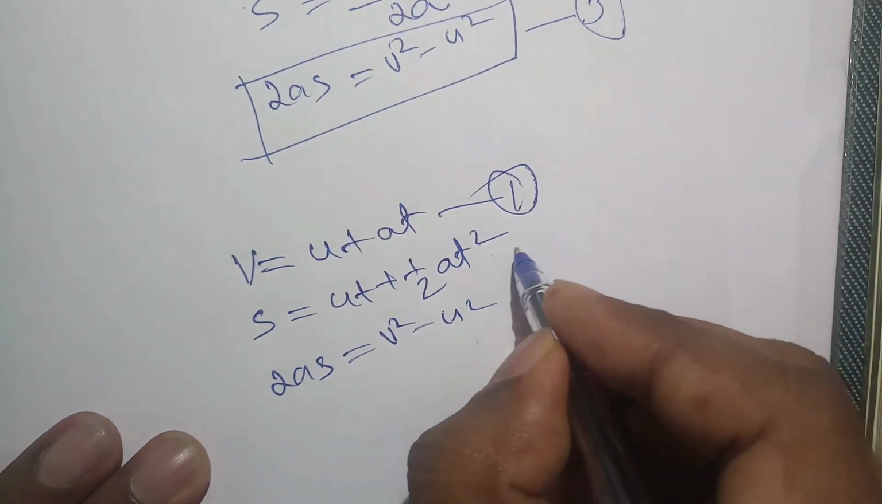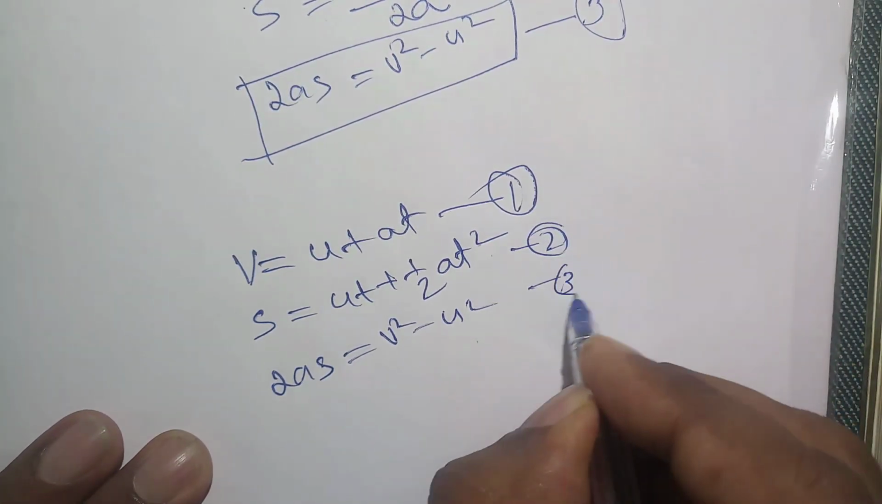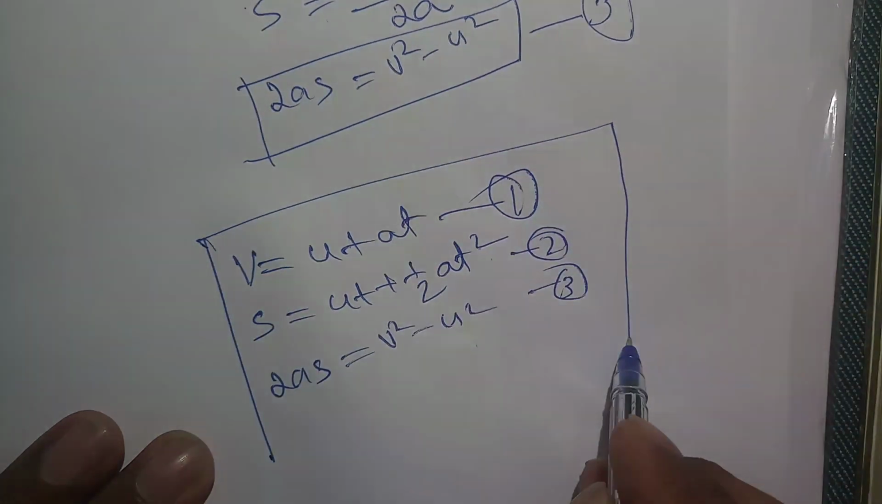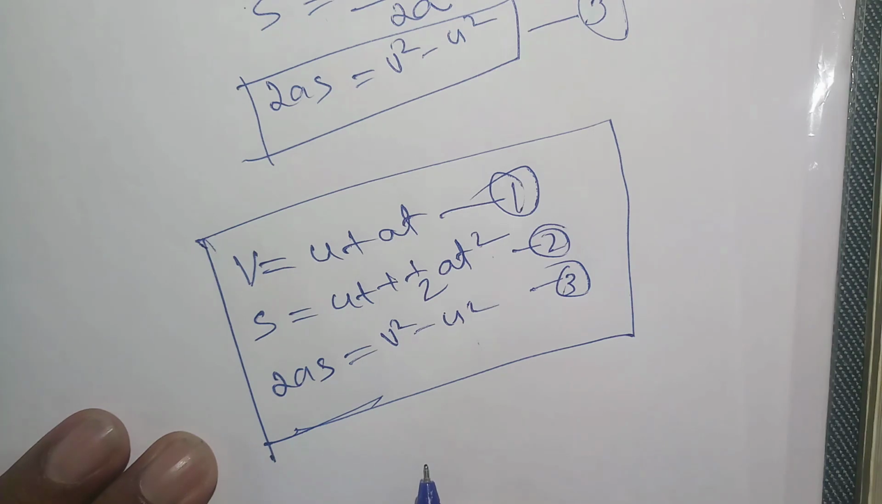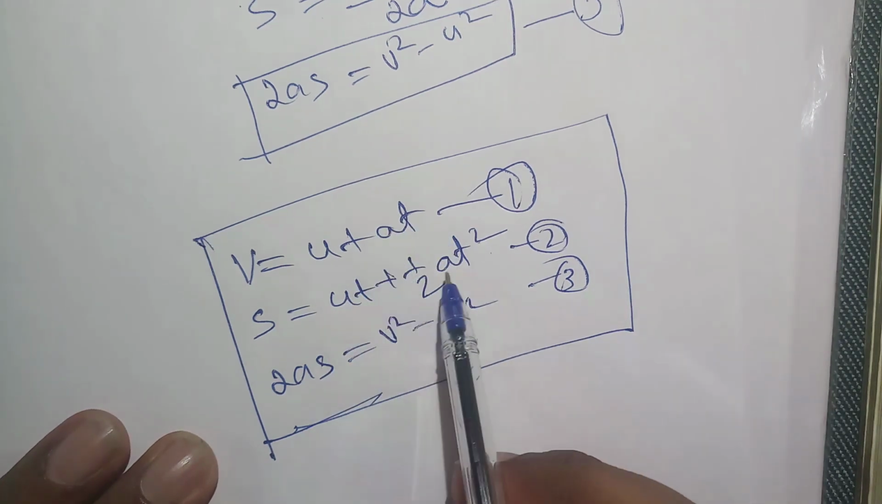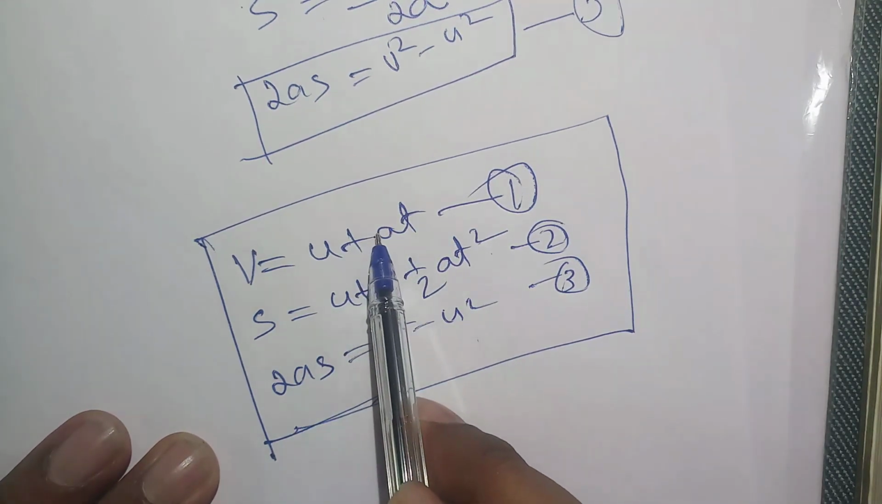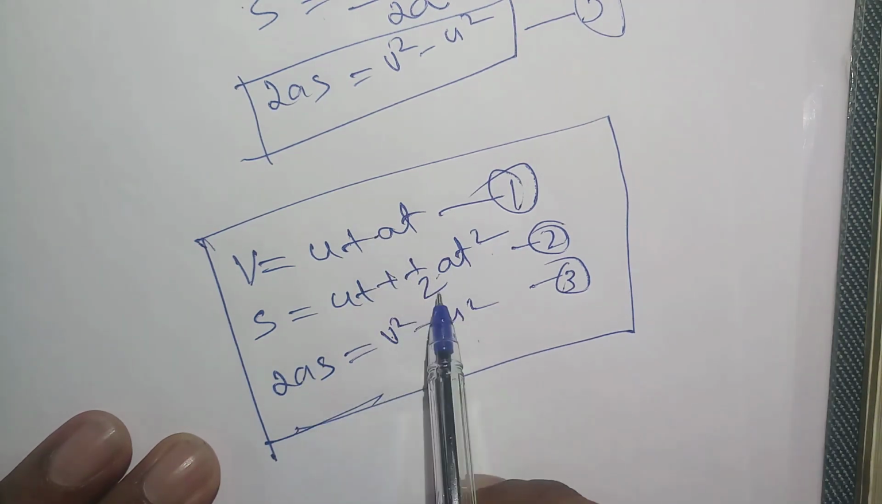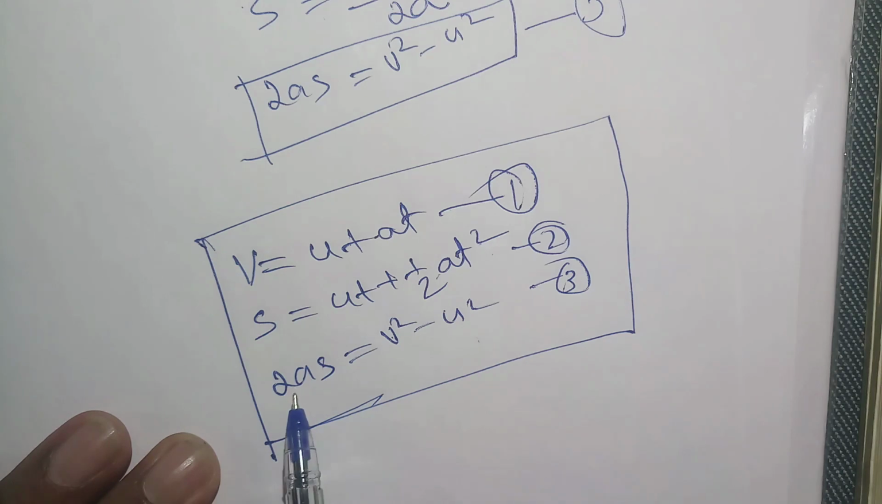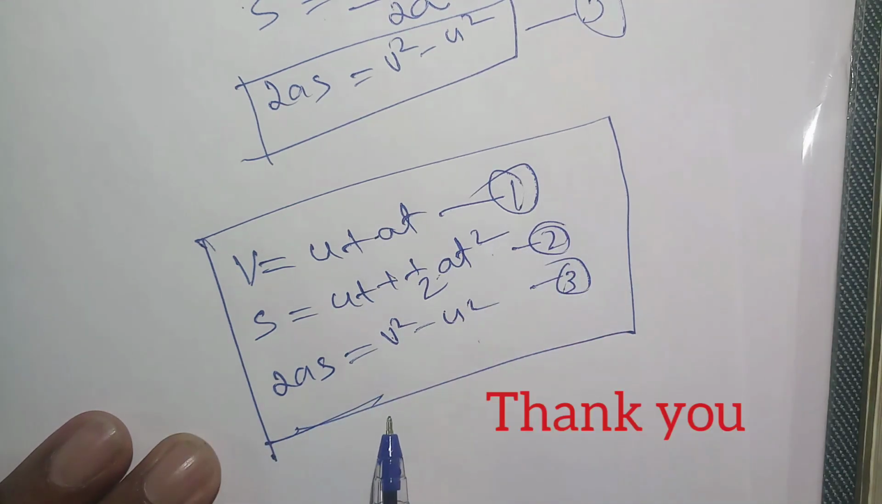So this is equation 2, this is equation 3, and all together these are our equations of motion which we have to use everywhere. And you can see in all these equations the acceleration remains the same, because velocity changes, time also may change. So we will call these the equations of motion for uniform acceleration.